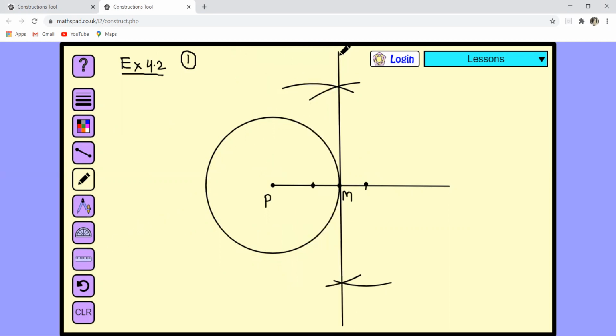Arrows. This is line L, students, and this is the tangent. So we can write here: line L is the required tangent at point M.